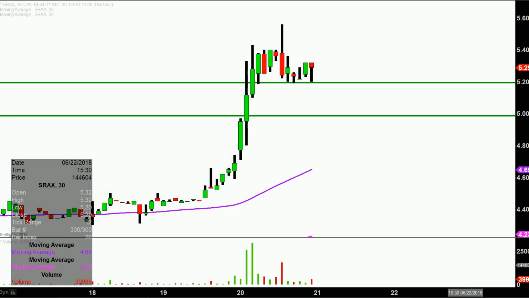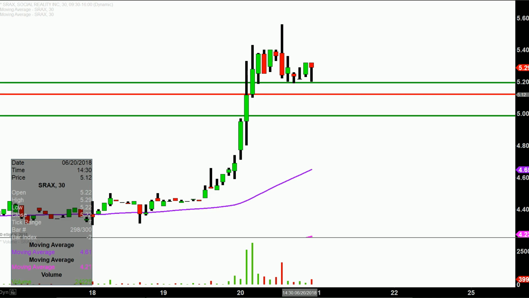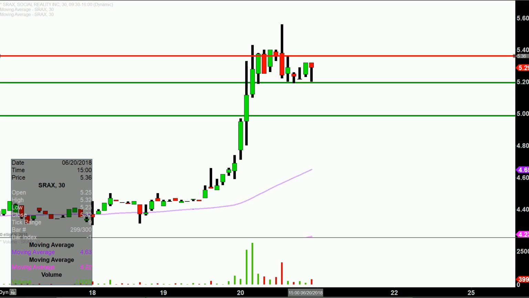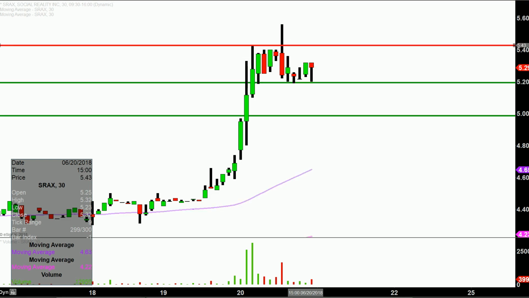What about levels of resistance? In terms of where the sellers seem to be hanging out right now, that's going to be right here, give or take around the $5.45 mark. So 5.45, public enemy number one going forward.